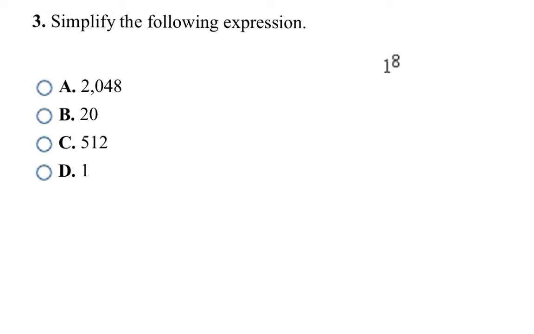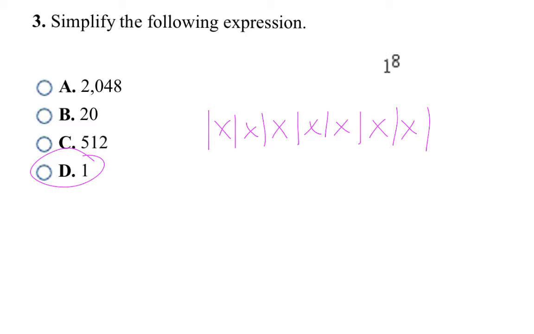This next question says to simplify 1 to the 8th power. So that means I'm going to take 1 times itself 8 times. So I'm going to have 1 times 1 times 1 times 1, that's 4, times 1 times 1, 6, times 1 times 1. And this one you can use in the calculator, but you shouldn't need it because 1 times 1 is 1, times 1 is 1, times 1 is 1, times 1 is 1, times 1 is 1, times 1 is 1, times 1 is 1. So 1 times itself 8 times is still 1, and so that's going to make your final answer D.